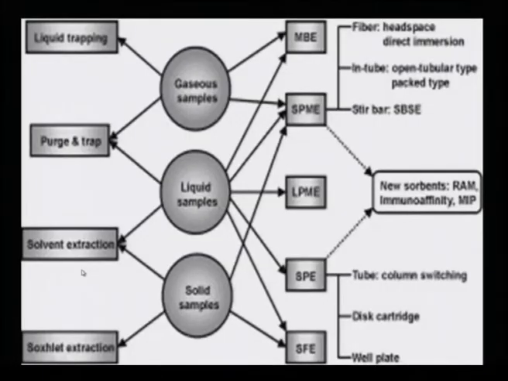This is an overview where different types of gaseous, liquid and solid samples are shown, whether they should be done by liquid trapping, by purge and trap or solvent extraction or Soxhlet extraction, and whether one should use microwave extraction or solid phase microextraction or liquid phase microextraction, and various other options have been given. So, this gives an overview of what we can do if the samples are gaseous or liquid or solid.